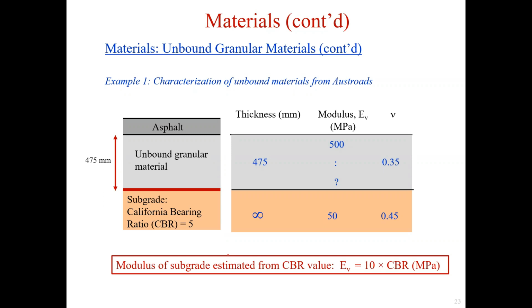The vertical modulus of a subgrade can be determined from laboratory testing of conditioned samples or by using the empirical relationship as shown here. So EV equals 10 times the CBR. Now the modulus for the subgrade is 50 megapascal, and the modulus for the top layer of the unbound granular material is given as 400 megapascal. So now let's calculate the vertical modulus for the other 4 sublayers.